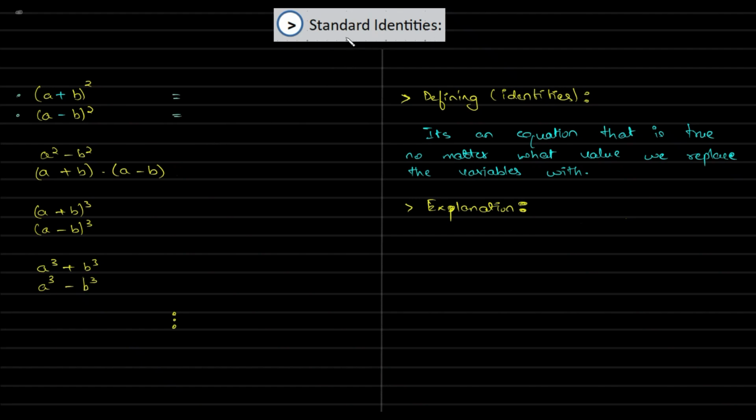Let's start off with your standard identities. These are a set of things that you need to memorize. It will help you solve things faster. If you don't remember this, even then you can do the math. Just that it will make things faster.